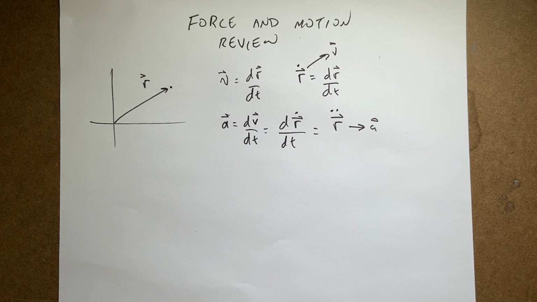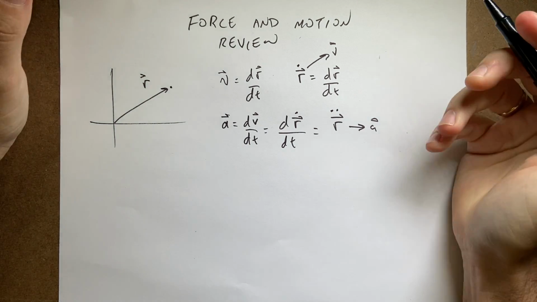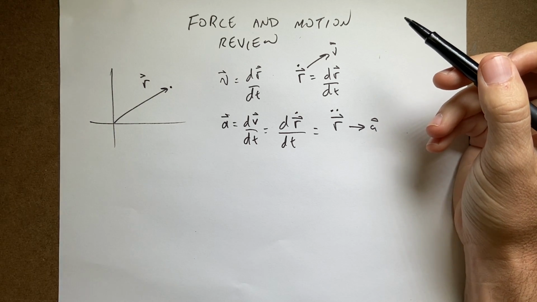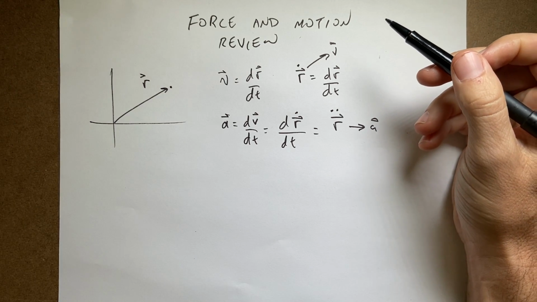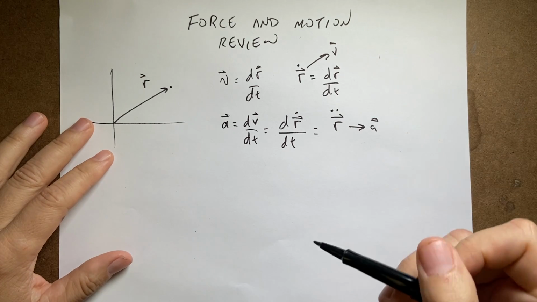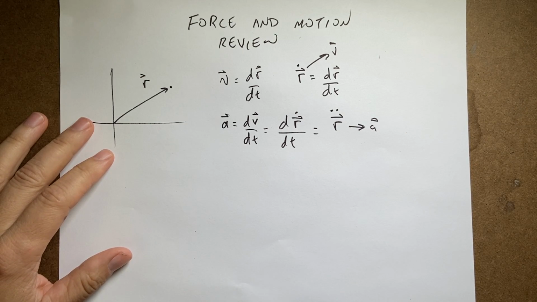Now, in other fields, they may use the dot to represent derivatives with respect to other variables, but in physics and in mechanics, we're using the dot to represent a derivative with respect to time.